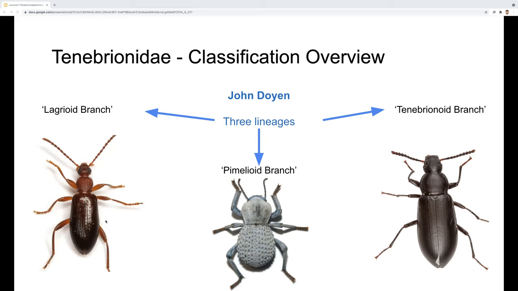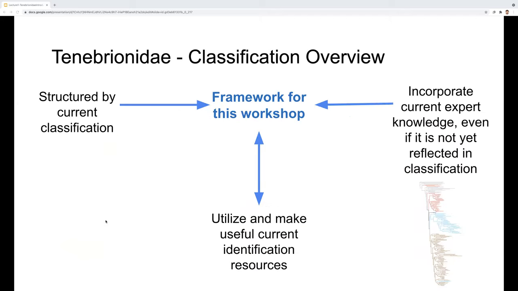And then confusingly, the Tenebrionoid branch, which has nothing to do with Tenebrionoidea, the superfamily, but is kind of this lineage within Tenebrionidae, the family revolving around the subfamily Tenebrionoidae. Okay, so that's kind of where we're at with classification.